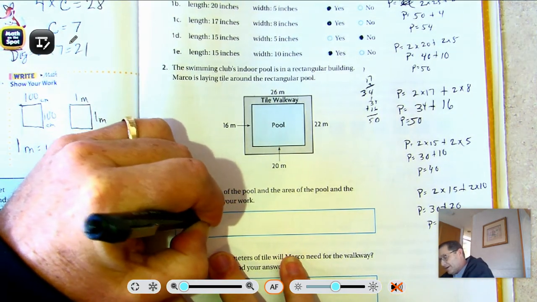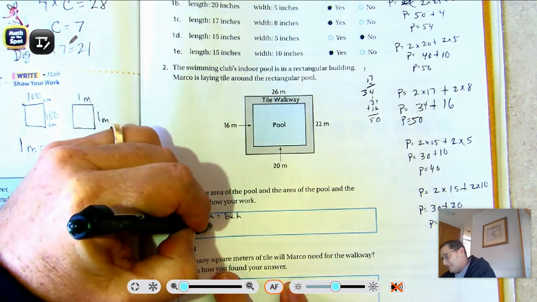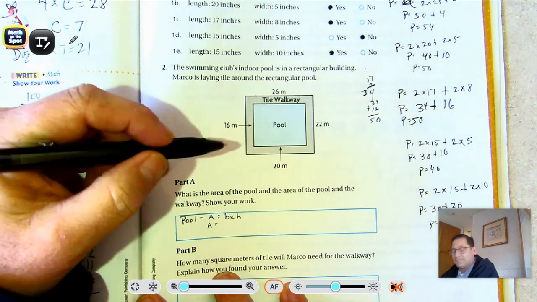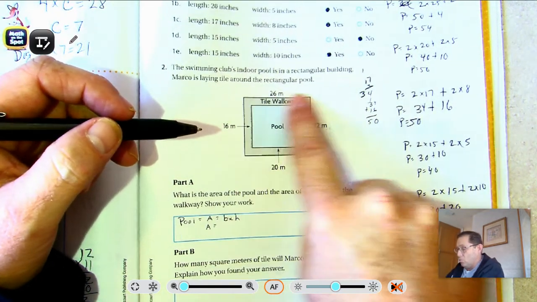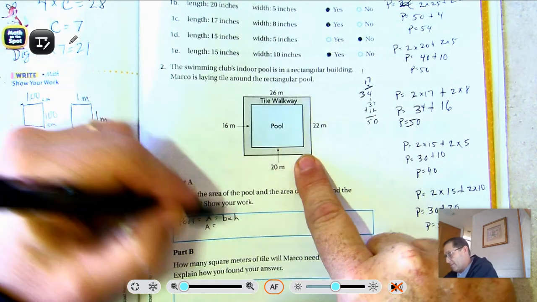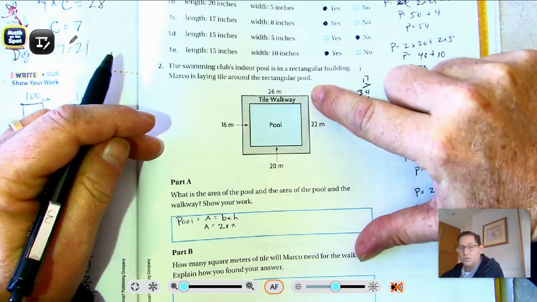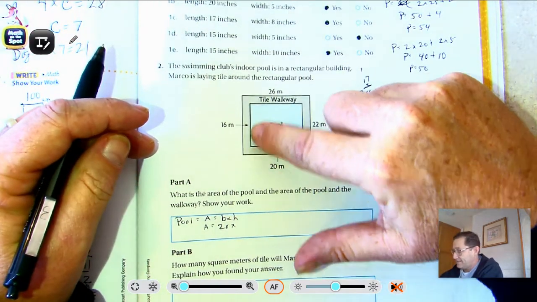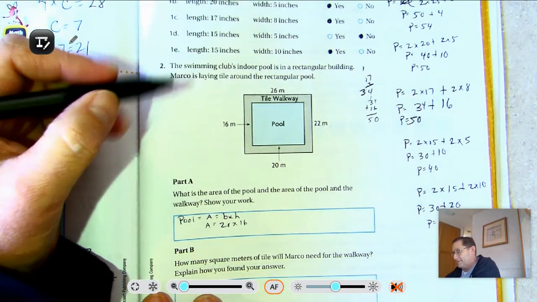So remember, area equals base times height. It doesn't matter which one I choose as the base. The pool is 20. It's not 26. The walkway is 26 meters. The pool is only 20 meters. And the height is not 22. The height is 16. So 20 times 16.